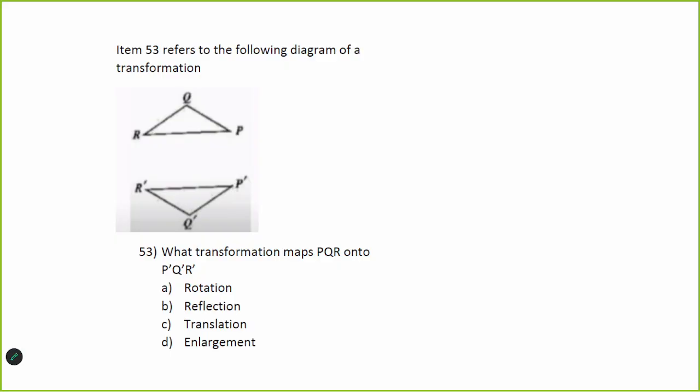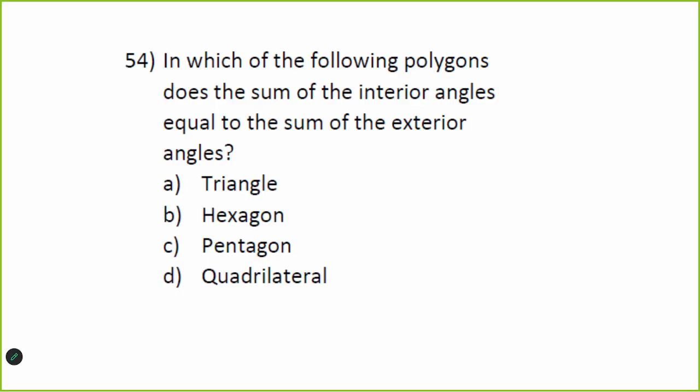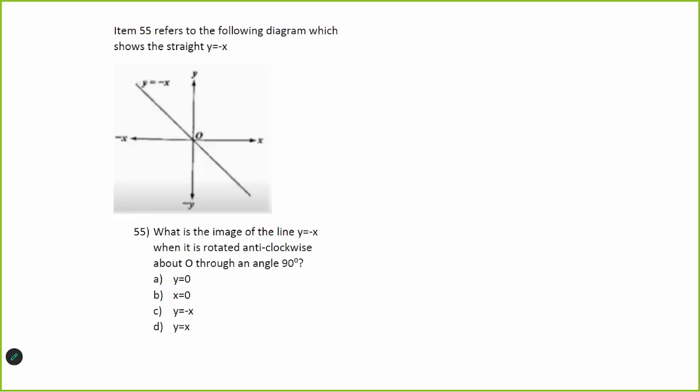January 2024. Let's look at May, June 2023. Items 53 to 60. This is a repeated question. The transformation is a reflection. In which of the following polygons is the sum of interior angles equal to the sum of exterior angles? The sum of exterior angles is always 360. The one with the sum of interior angles equal to 360 would be a quadrilateral, which is D.